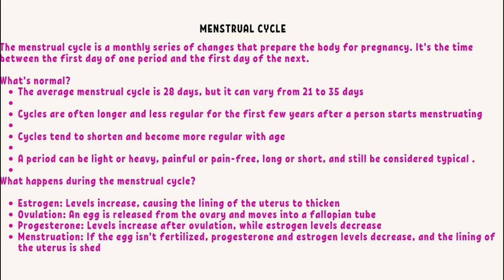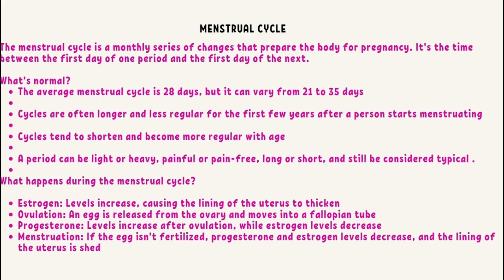But when that doesn't happen, the opposite happens. The progesterone levels increase after ovulation, while estrogen levels decrease. Then, if the egg isn't fertilized, progesterone and estrogen levels decrease, and the lining of the uterus is shed. So that's what comes off as blood at the end of the day.